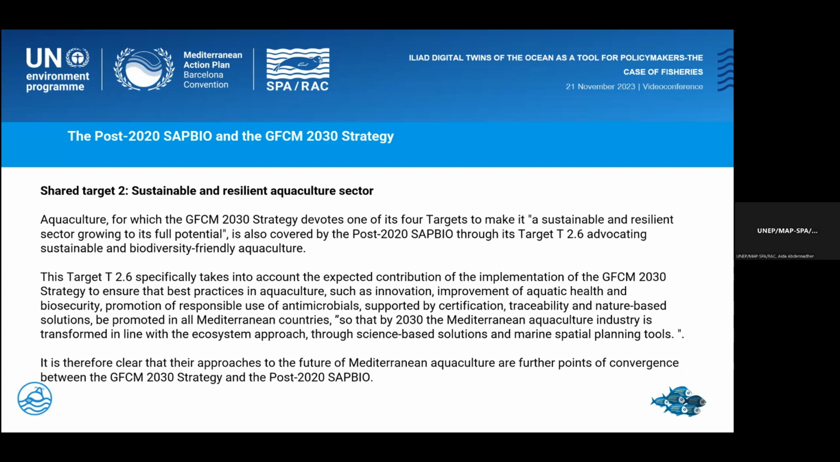The second shared target between the two strategies is target 2, which is a sustainable and resilient aquaculture sector. This target specifically takes into account the expected contribution of the implementation of the GFCM 2030 strategy to ensure that best practices in aquaculture, such as innovation, improvement of aquatic health and biosecurity, supported by certification, traceability, and nature-based solutions, are promoted in all Mediterranean countries, so that by 2030 the Mediterranean aquaculture industry is transformed in line with the ecosystem approach through science-based solutions and marine spatial planning tools.